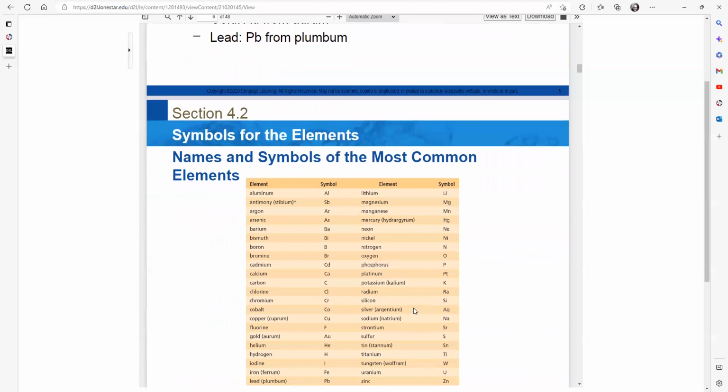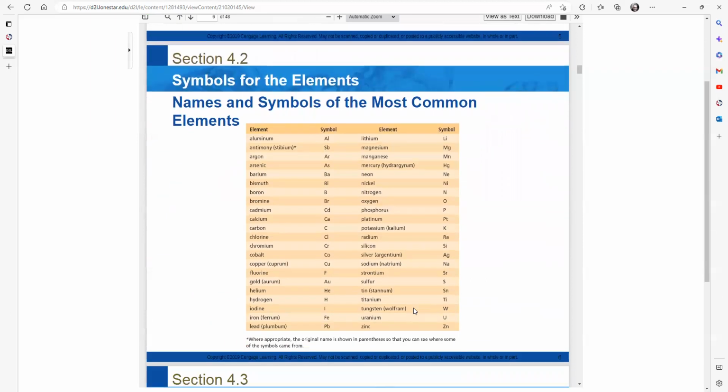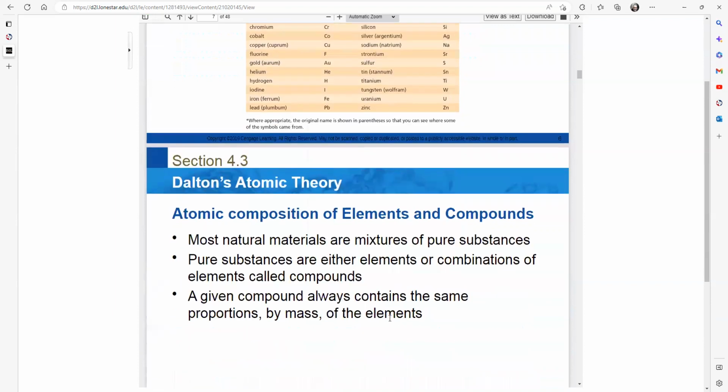Okay, something that is very, very important is to notice the way we represent the symbol of every element. It is very important to write always the first letter with capital and the second one with lower case.